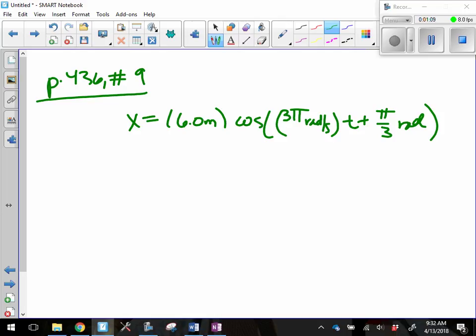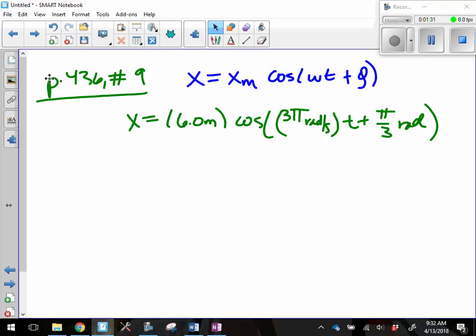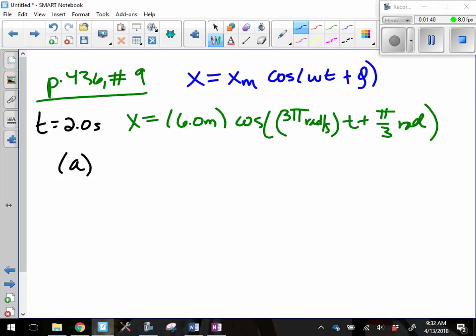Okay, so we have to find a whole bunch of stuff. So this is our equation here. And the general equation that goes with this, remember, is x equals x_m cosine of omega t plus phi, which may help us figure out what some of the things are that we need to find. We're supposed to be doing everything for t equal to 2 seconds.